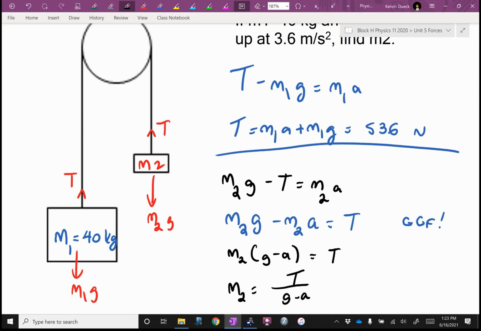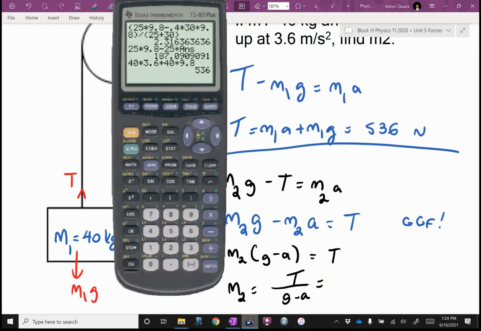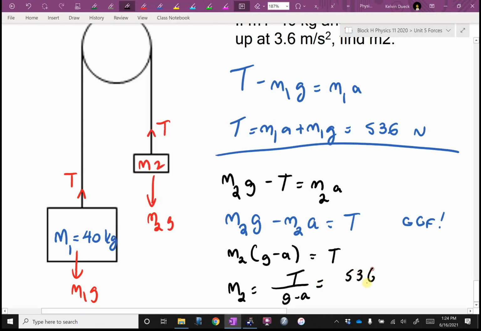First of all, he's a little shocked that Math 9 is still useful. Yes, it is. He's a little shocked that factoring isn't a complete waste of time. Turns out it's useful. What were we trying to figure out in the question? M2. This is what we call the missing mass question, where I give you one mass and make you figure out the other. I thought we were trying to find the tension. Nope, we already did. So it's going to be 536 divided by 9.8 minus 3.6.